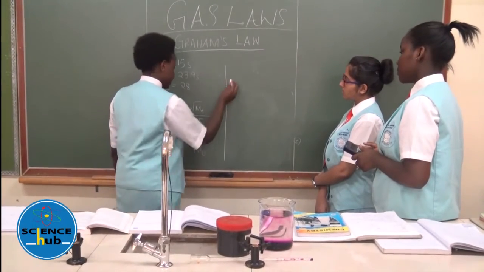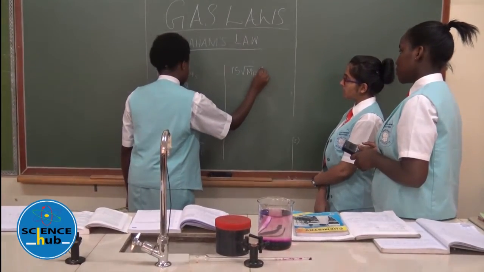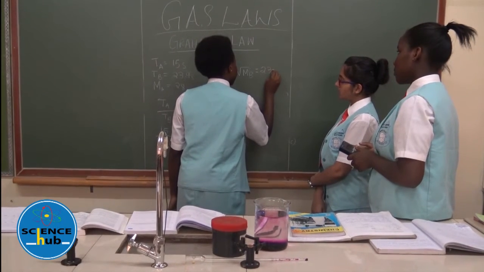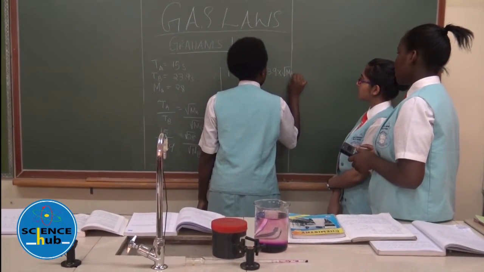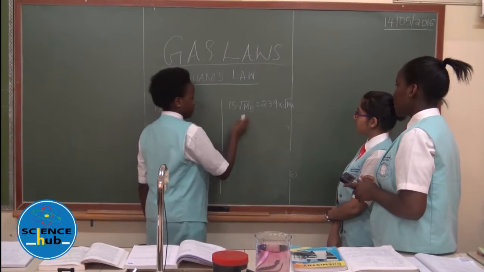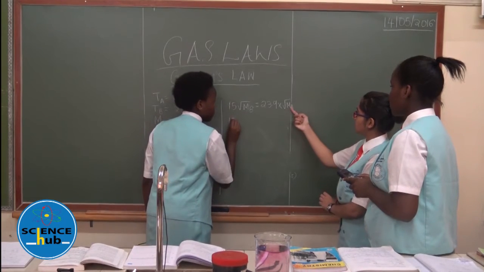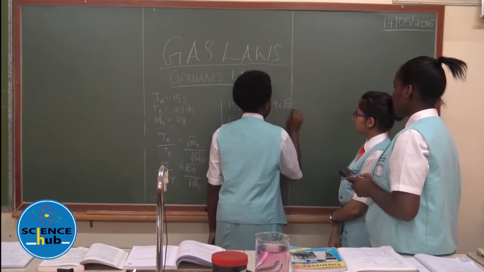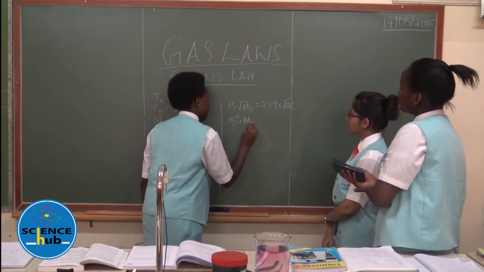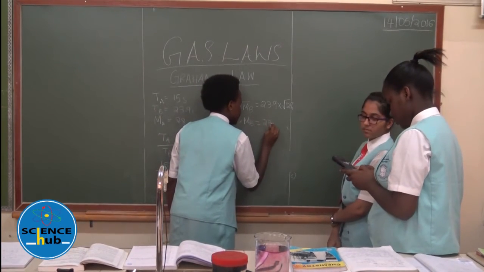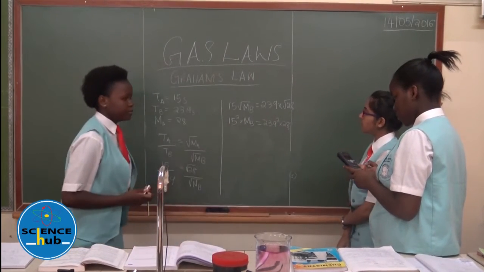So we cross multiply first. So 15 times the square root of the mass of B is equal to 23.9 times the square root of the mass of A, which we don't know. We're going to square both sides of the equation so that we get rid of the square root sign. So 15 squared times the mass of B is equal to 23.9 squared times 28.